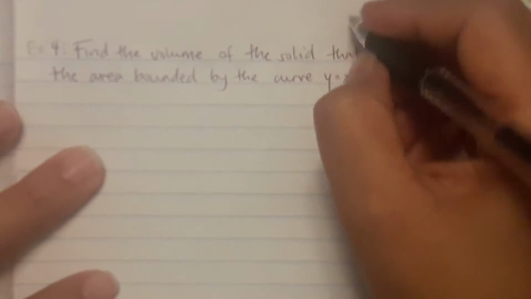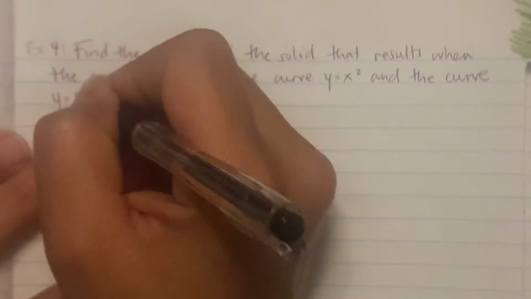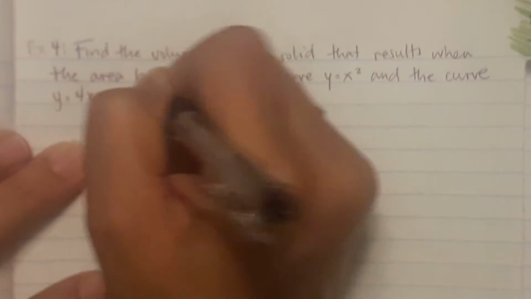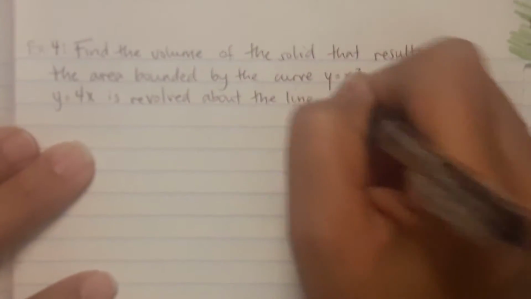This is a listening check. Underline example 4. So find the volume of the solid that results when the area bounded by the curve y equals x squared and the curve y equals 4x is revolved around the line y equals -2.